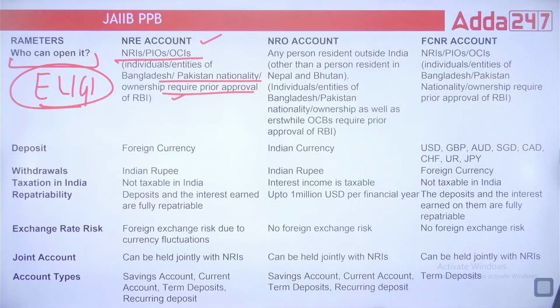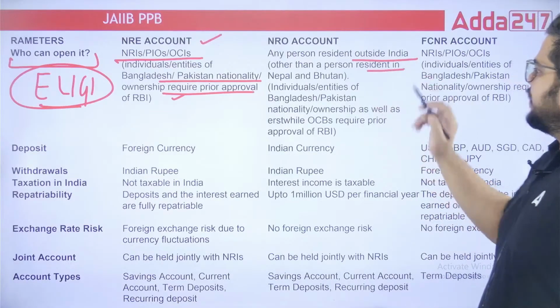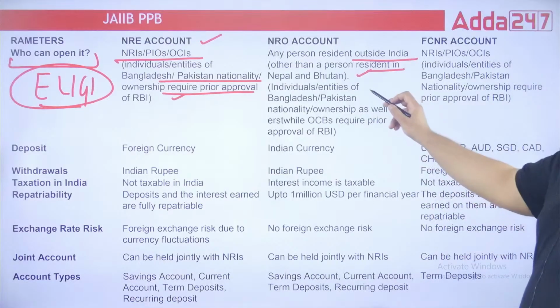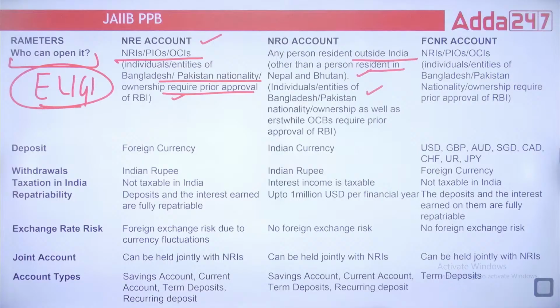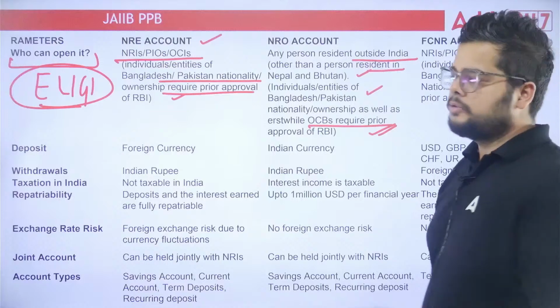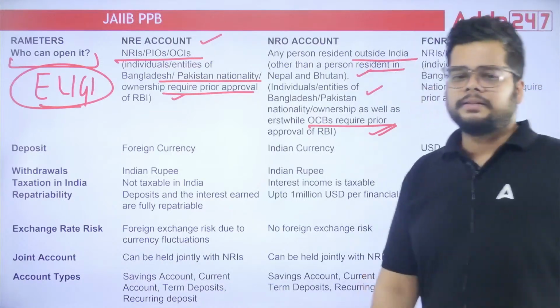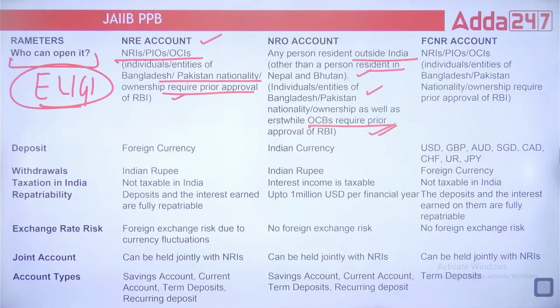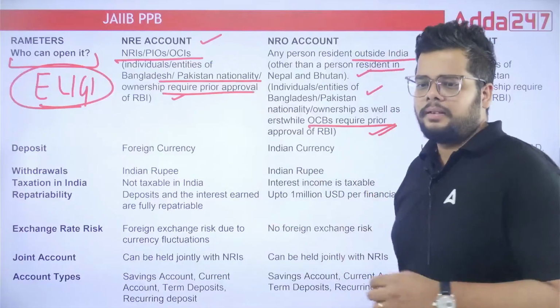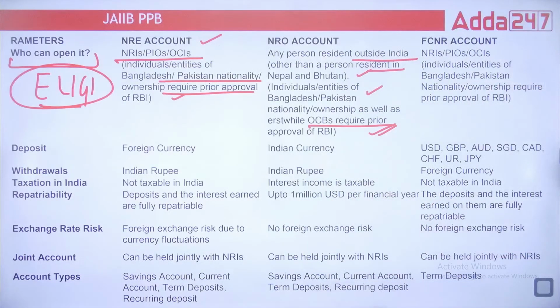For NRO account, any person resident outside Indian land, or for that matter the country, other than the person resident in Nepal and Bhutan. So that is one first norm. Individuals or entities of Bangladesh, Pakistan nationality or ownership, as well as erstwhile OCBs, they require a prior approval from RBI. So if the individuals or the entities are having certain connection with Bangladesh or Pakistan, be it the citizenship for that matter, or the occupation is going on from those countries, then definitely RBI's approval is required.